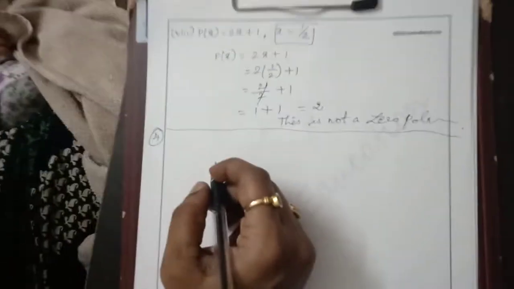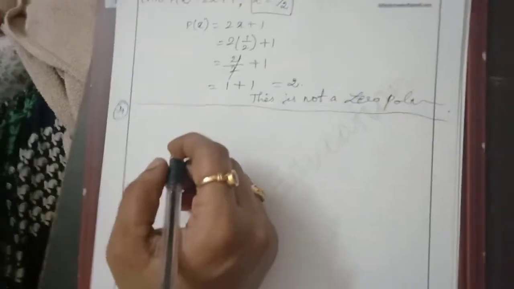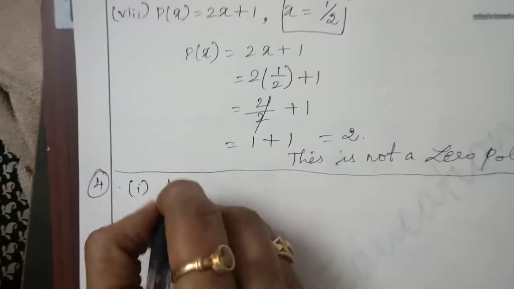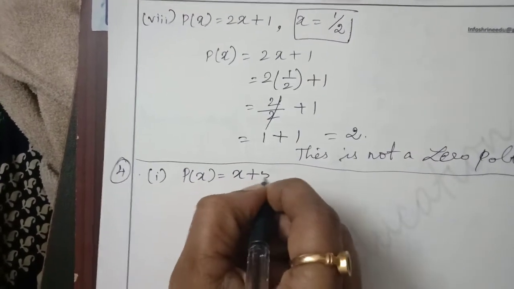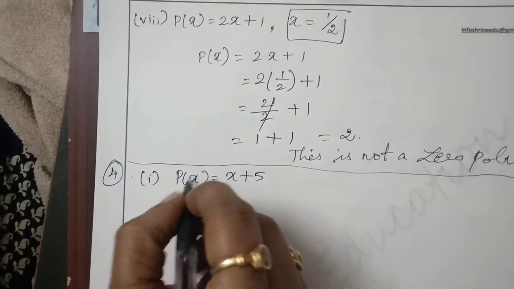Find the zeros of the polynomial in each of the following cases. Now we have to find the zeros of the polynomial. The first one: P of x is equal to x plus 5.